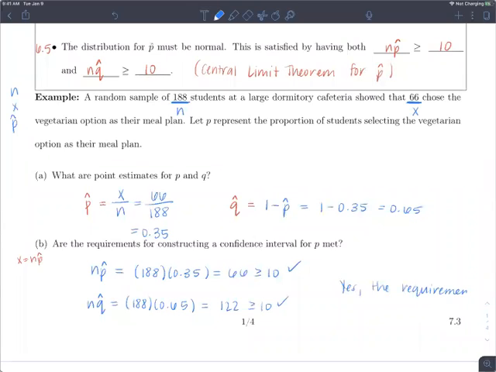Oh wait, I forgot a requirement. Which one did I forget? Random. Yeah. So I also need to say, yes, it's random. All right, so do you guys have any questions about this first page?